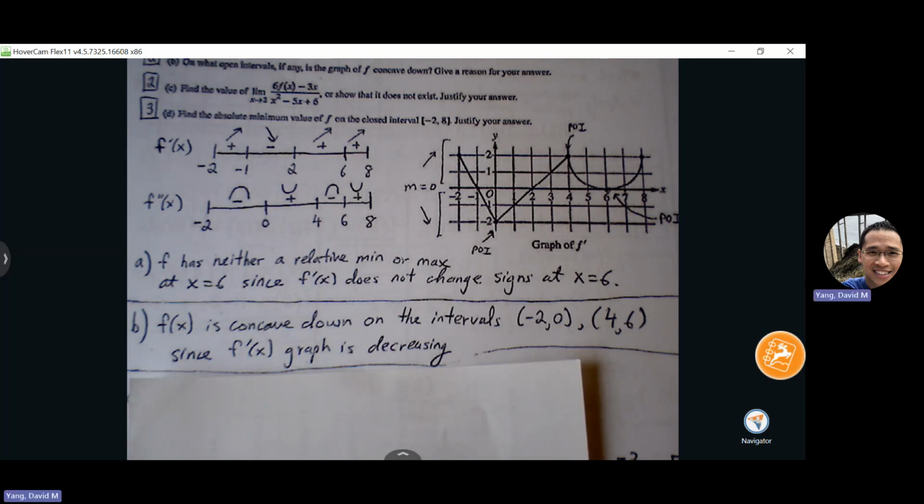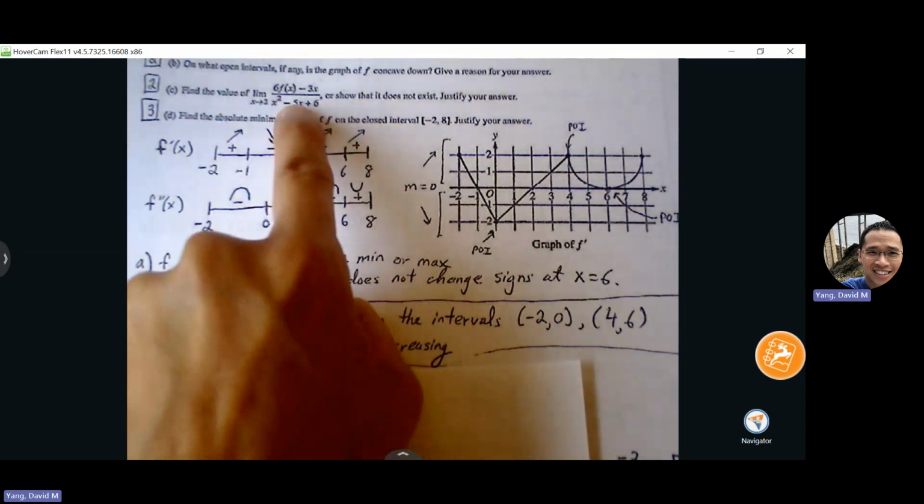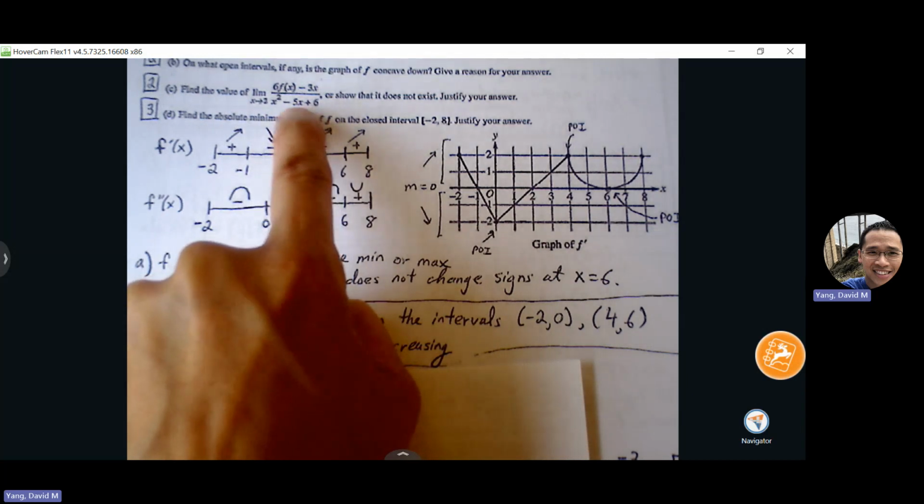Okay, so that's A and B. Part C, find the value of the limit or show that it does not exist. I'm thinking that this is probably going to be L'Hopital's rule, just because of the messiness that I see, but we always want to confirm it. We never want to jump to a conclusion without first confirming what's happening.